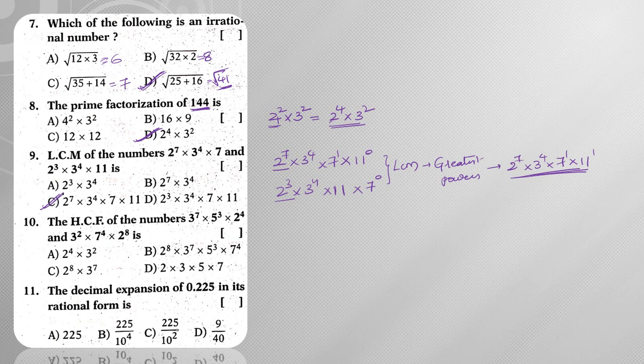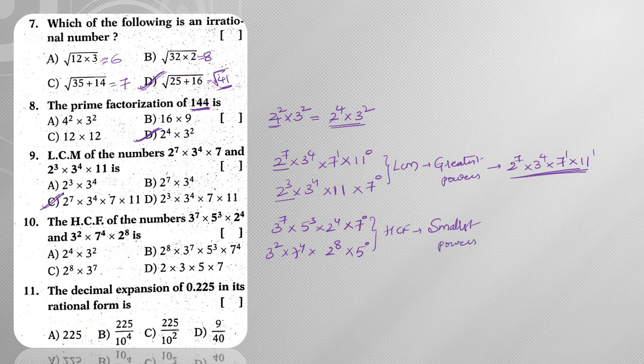In the same way, if you want to find the HCF, we need to take the least powers. So what are the given things? 3 power 7 into 5 cube into 2 power 4. Next, 3 square into 7 power 4 into 2 power 8. Here in this number we don't have the 7 prime factor, so we will be writing 7 power 0, and in this we don't have 5, so that's why 5 power 0. Now to find out the HCF we need to take the least powers, or the smallest powers.